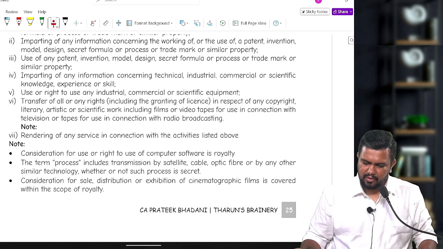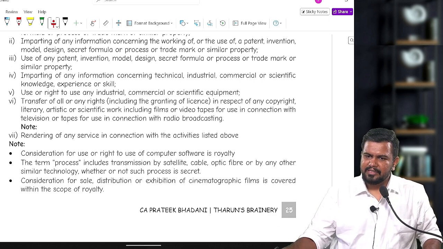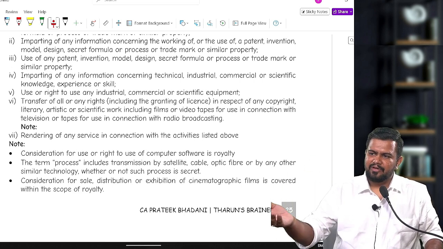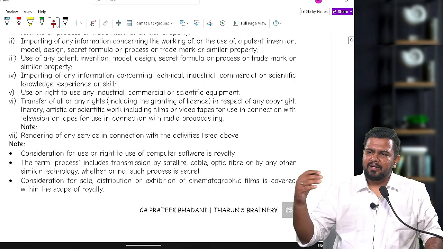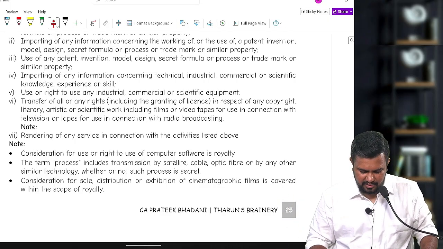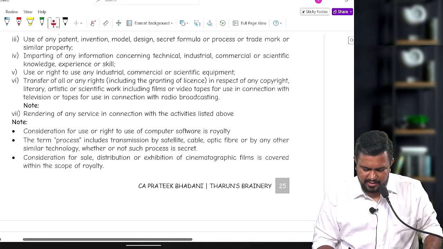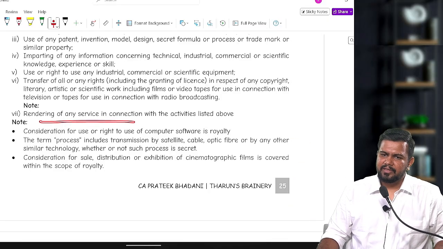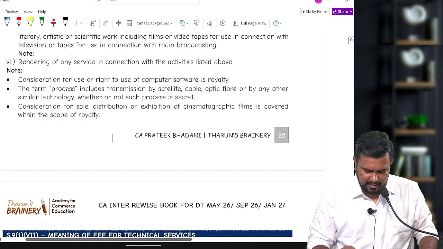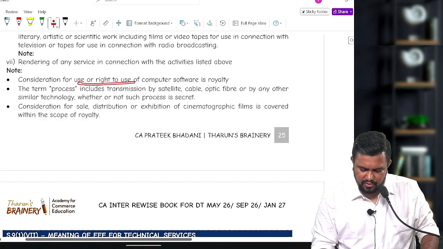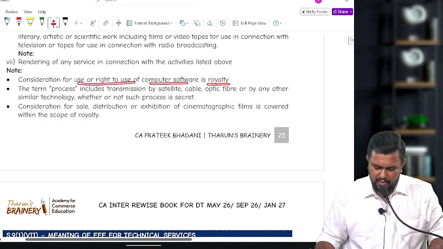That is also royalty. So I have written this book. This book is published by Tarun Sprineri, given to you. On all these books, I earn a royalty from the books. So that is royalty. Then concerning all this above, if you are rendering any service, it is also called royalty. Then consideration for use or right to use of computer software is also royalty.